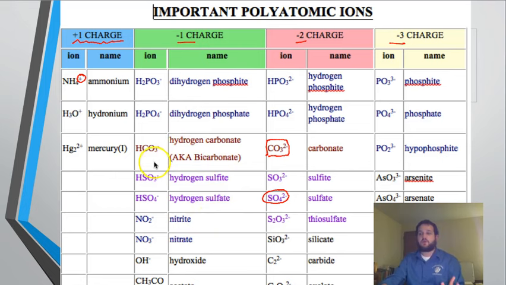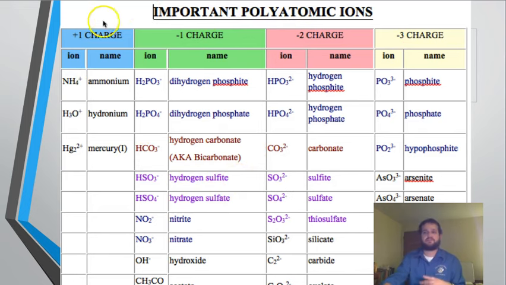One of them that I want to point out to you is this guy, HCO3. This is sometimes called hydrogen carbonate or bicarbonate. It means the same thing. That bi just means there's a hydrogen atom tacked onto it. Okay. So we're going to go ahead and take a look at a problem.